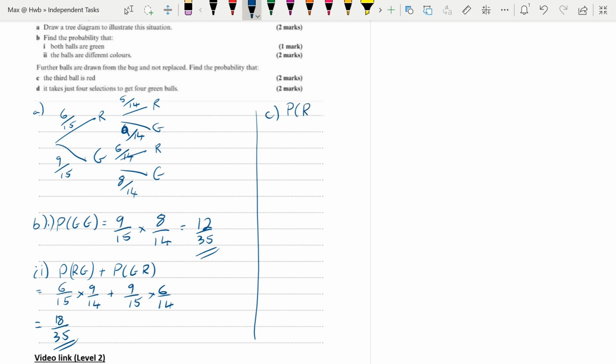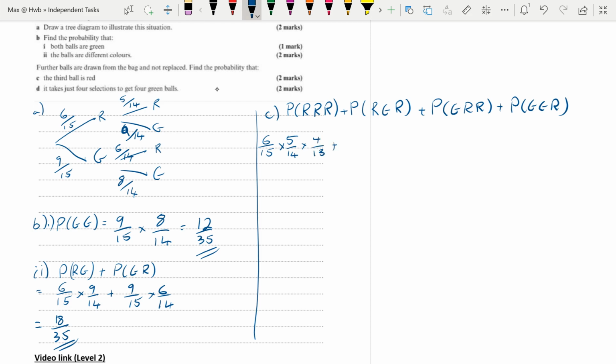So I've either got a red and a red the first time, and then a third red, or I've got the probability of a red and a green, and then a red, or I've got the probability of a green first, then a red, and then my third red, or I've got the probability of two greens, and then a red. Okay, and I'm basically going to work out the probability of each of these. The first one, I know it's 6 over 15 times 5 over 14, and then I take another red out, so I've got 4 over 13.